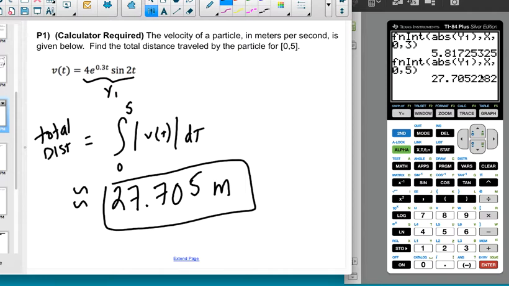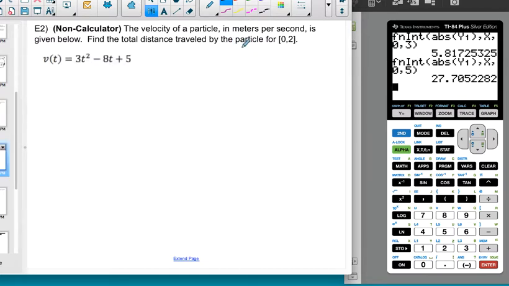Again, notice I need to know the calculator notation, but I'm not getting credit for calculator notation. I can't call this y1 in my integrand. The AP is going to eat you alive. It doesn't matter if you called it y1 here. You have to write what the function actually is. All right, so this is non-calculator, though we can use a calculator to check.